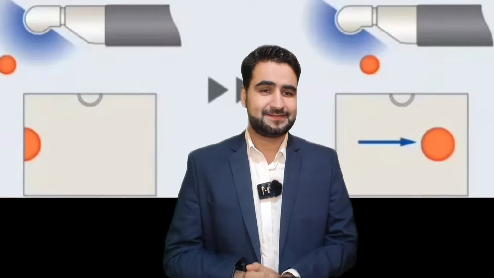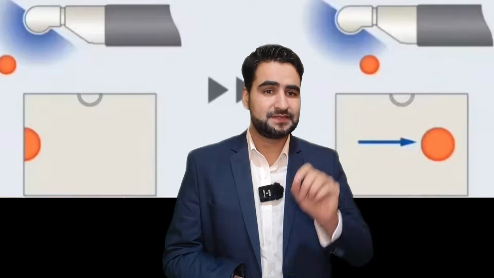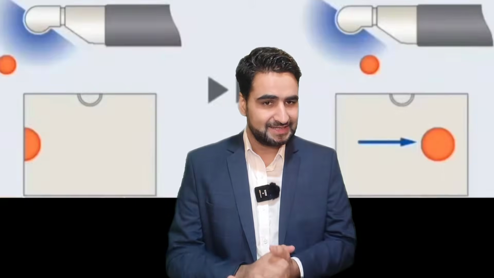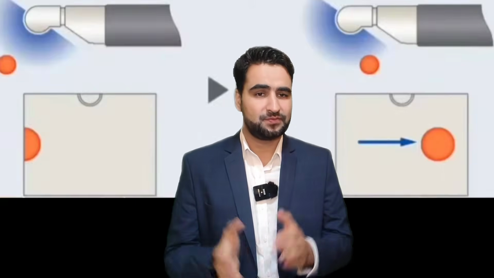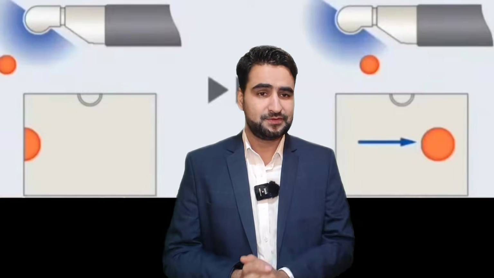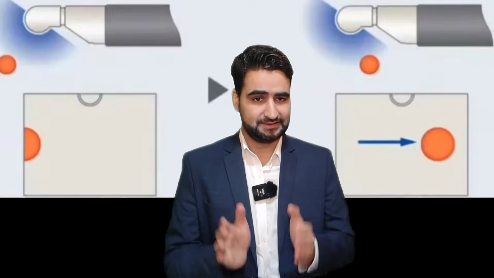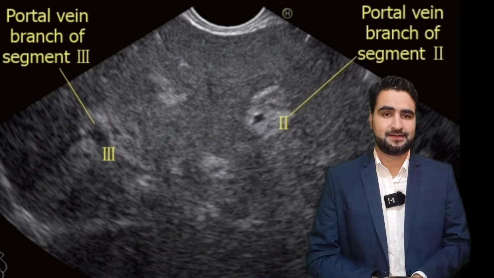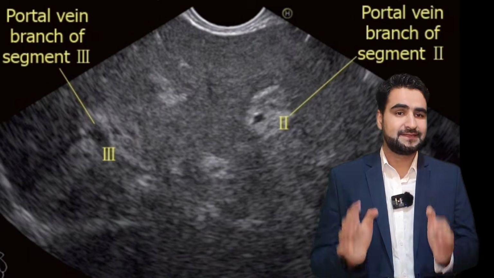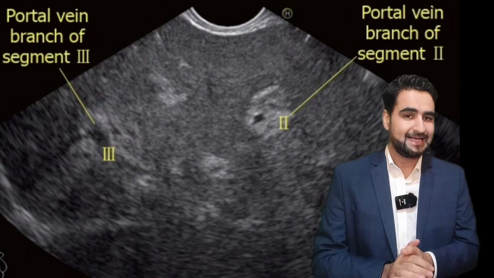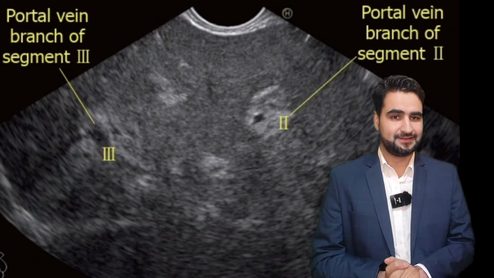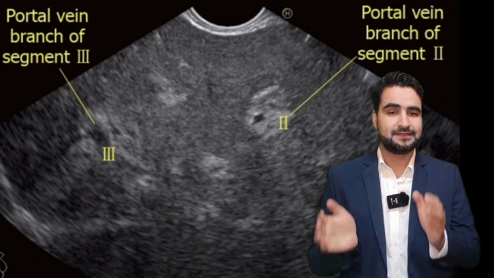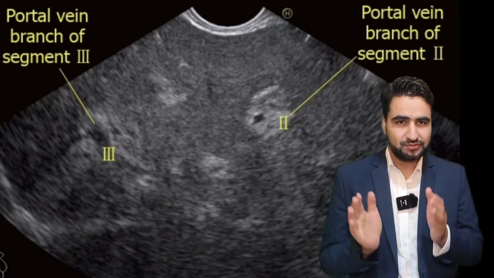Another important point here, structures on the right side of your probe will be seen on the right side of your EUS screen, while structures on the left side of your probe will appear on the left side of your EUS image. Once you sweep your probe clockwise inside the esophagus, you are going to see structures from left to right, anterior to posterior. The branch to segment 2 is seen on the right side of your screen, as it lies more cranially and posteriorly, while the branch to segment 3 is more caudal and anterior. That's why it lies on the left side of your image.